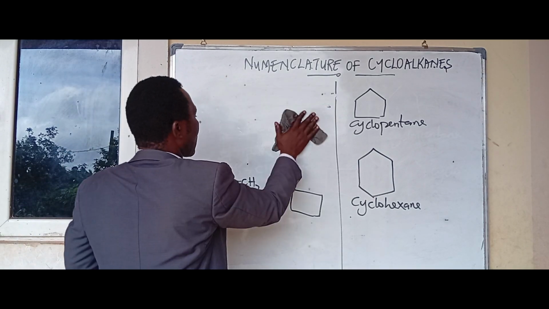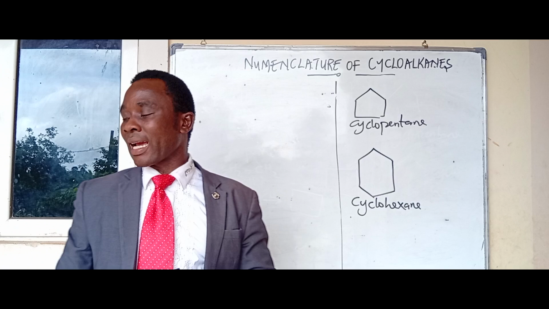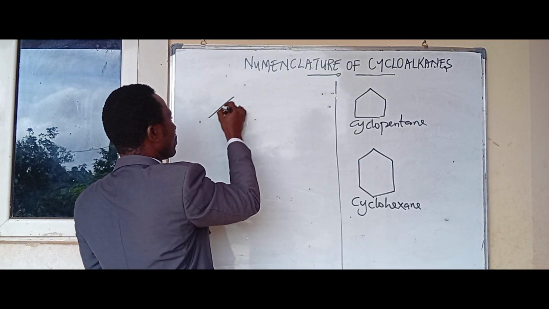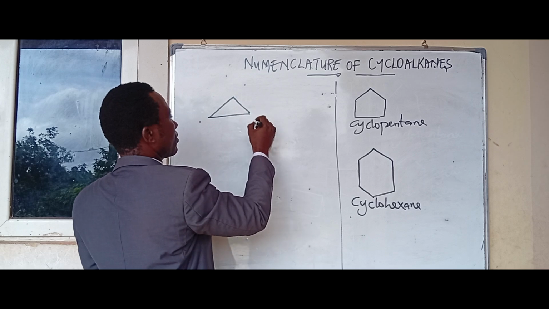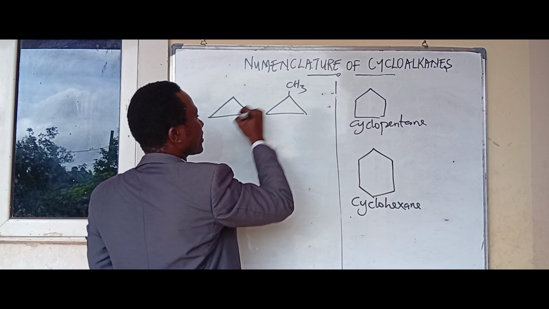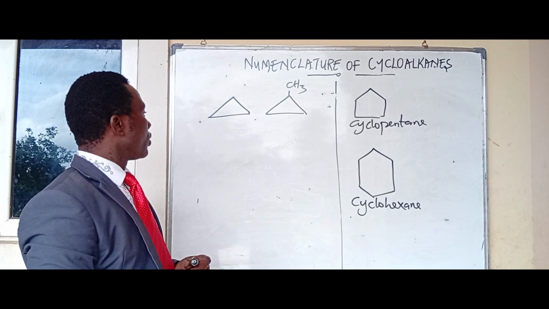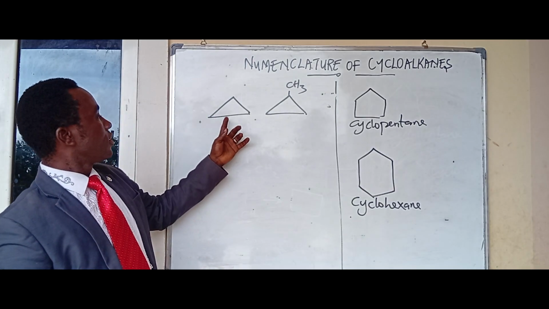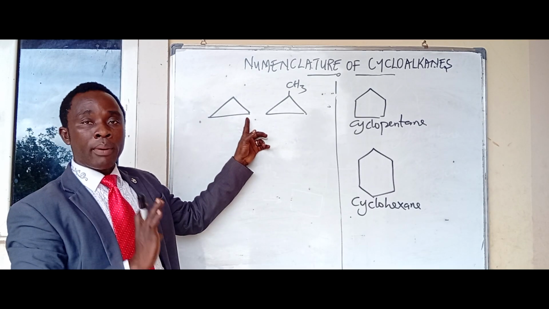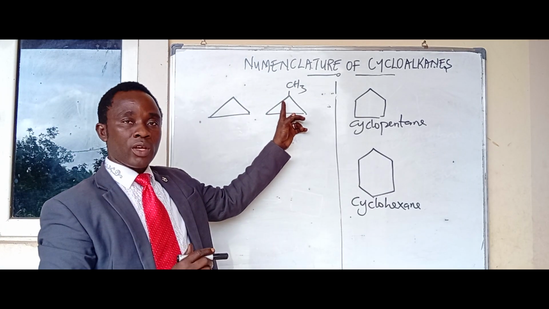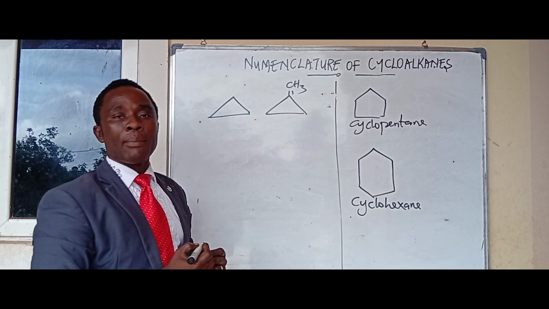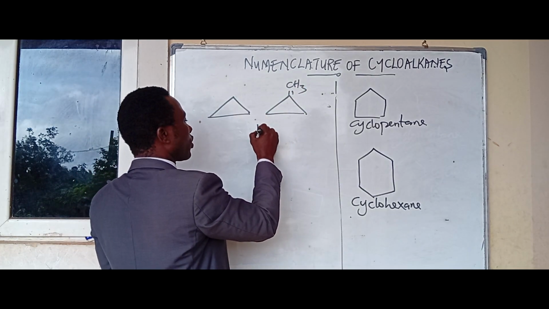Now, the question should be, what if the cyclic compound has a substituent? This is cyclopropane. When cyclopropane bears a substituent such as the methyl group, you will see that when there is no substituent, any of these carbon atoms can become carbon number 1. But anytime there is a substituent, the position where there is a substituent automatically becomes carbon number 1.